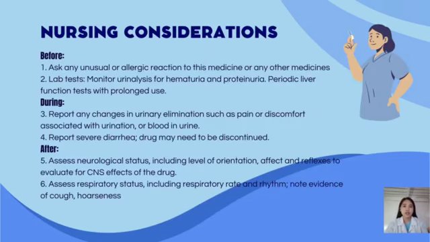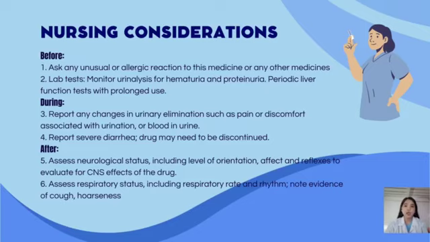Now, for the nursing considerations, before we administer the drug, we should ask about any unusual or allergic reaction to this medication or other medicines. We should also monitor urinalysis for hematuria and proteinuria. During administration, we should report any changes in urinary elimination such as pain or discomfort associated with urination or blood in the urine. We should also report severe diarrhea, as this drug may need to be discontinued.